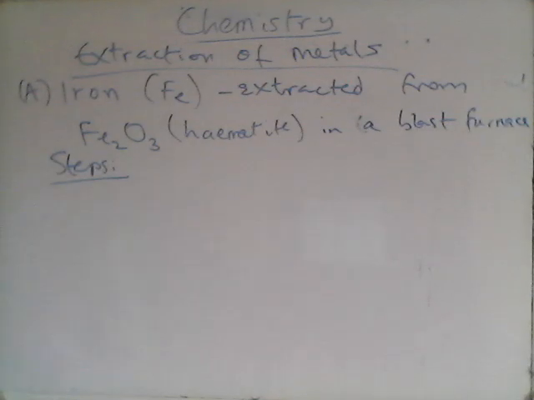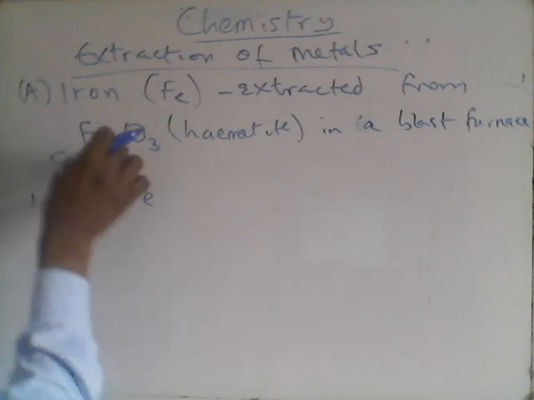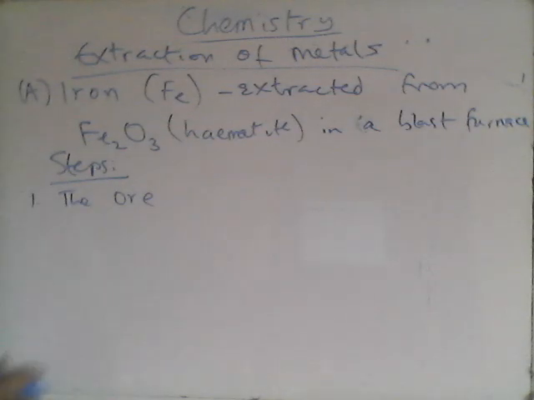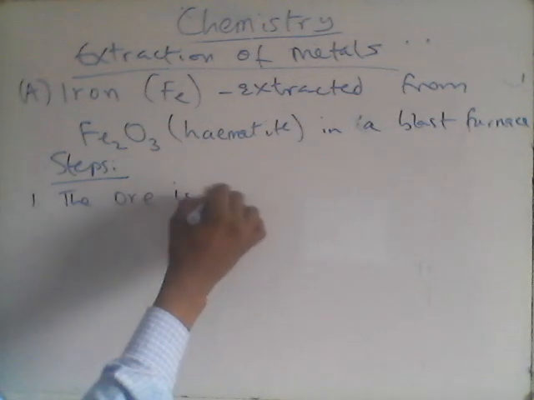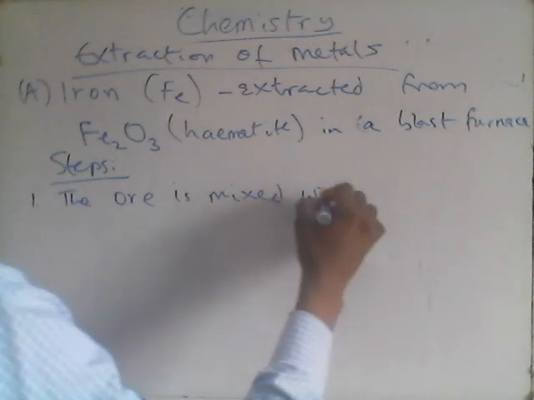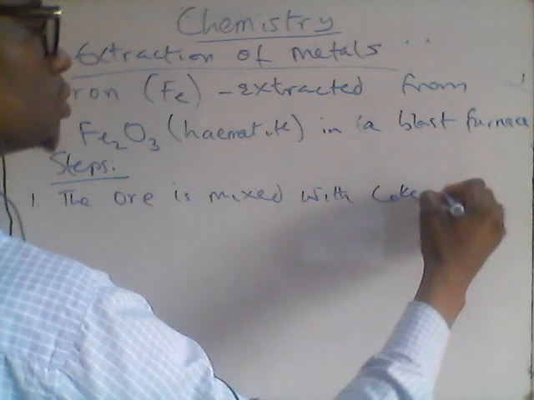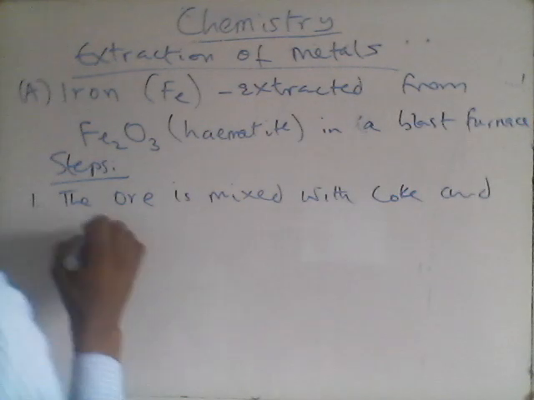So for the industrial process, for the extraction of iron from the ore, the steps include, sometimes you'll be asked in your theory to write out the steps. The first one is that the ore, which is the mixture of iron and this compound, is mixed with coke and limestone. Coke is not the Coca-Cola. Coke and limestone.